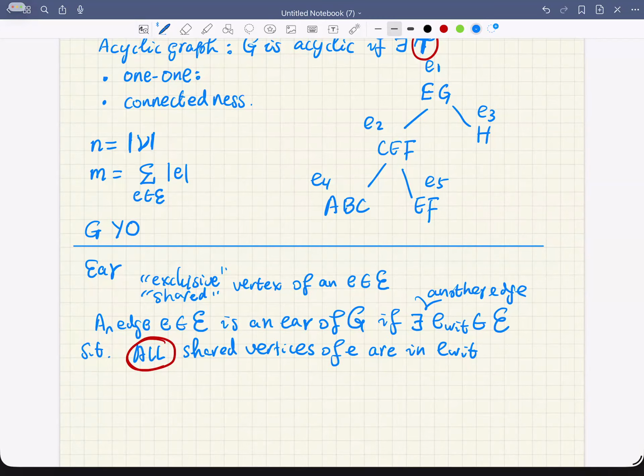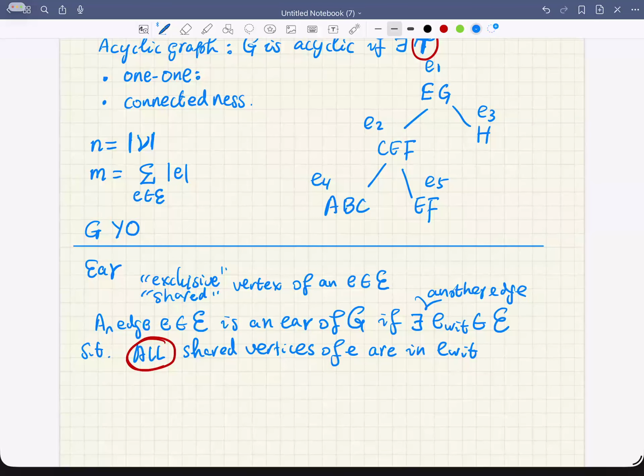Is E2 an ear? Well, let's again play with the definition. You want to look at shared vertices. What are the shared vertices in E2? C is shared, as you can see. E is shared, and so is F. So E2 has nothing but shared vertices. Good. So that should be an ear, right? Because you see C is in E4, E is in E5, and F is also in E5. So that should be an ear, right?